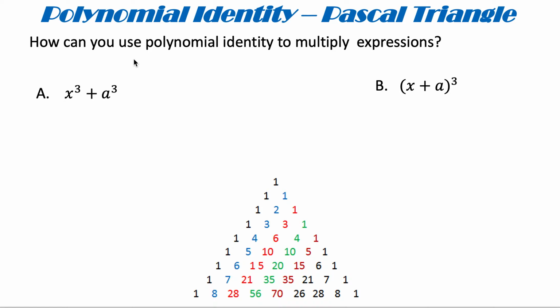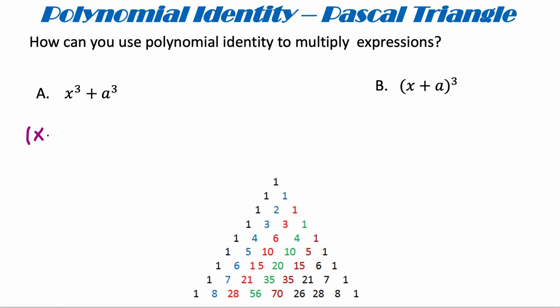Pascal triangle. How can you use polynomial identity to multiply expressions? In A, I have x cubed plus a cubed, while in B it is (x plus a) cubed. If you look closely, let me write with a different color here. In this expression here, we have the sum of the cubes. The sum of the cubes, we already know, can be expanded by the formula we have here.